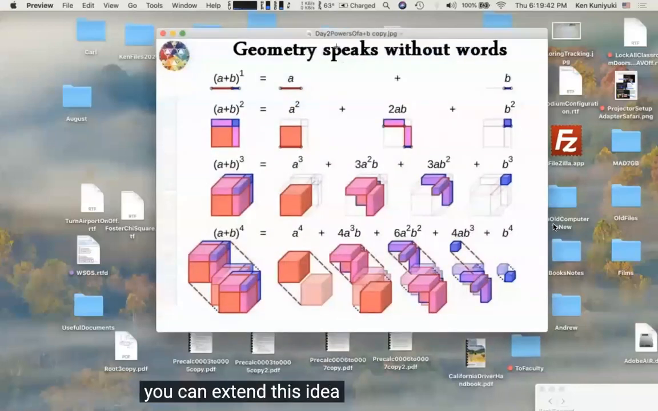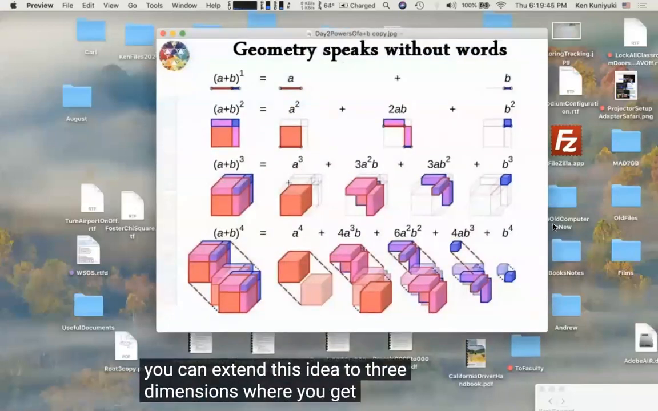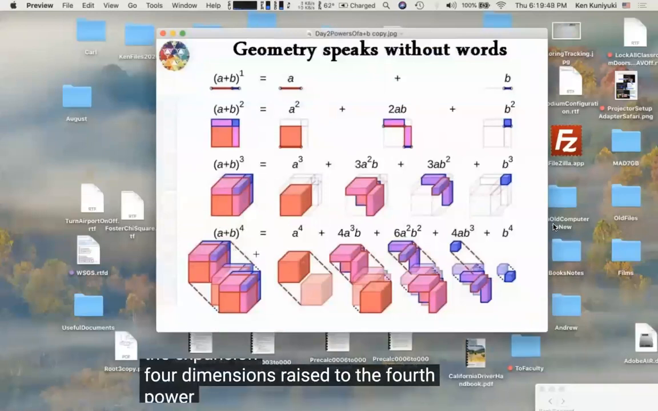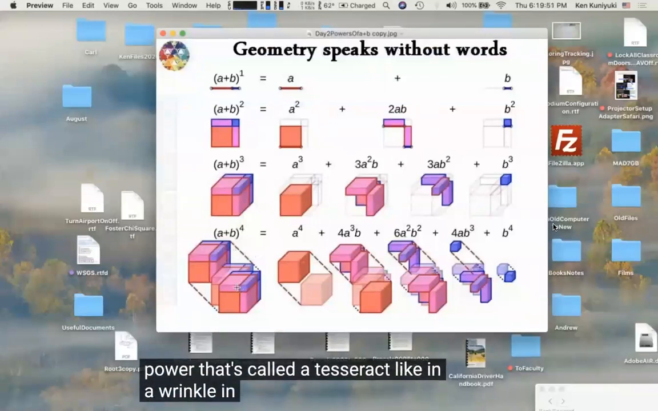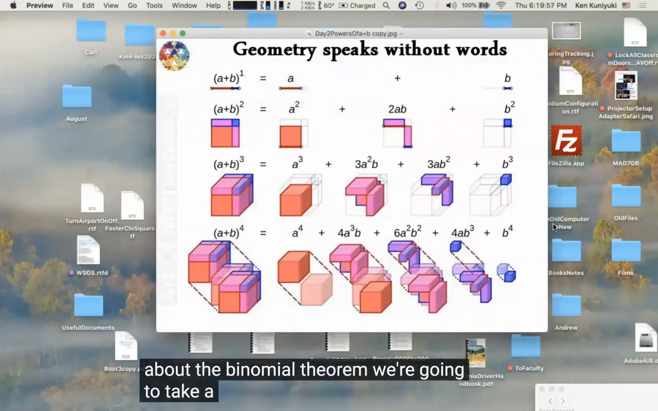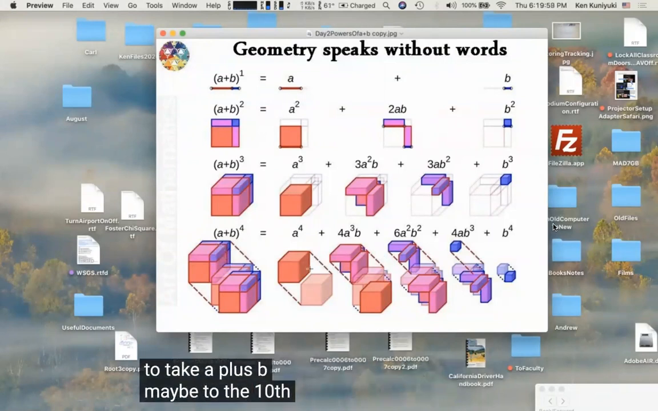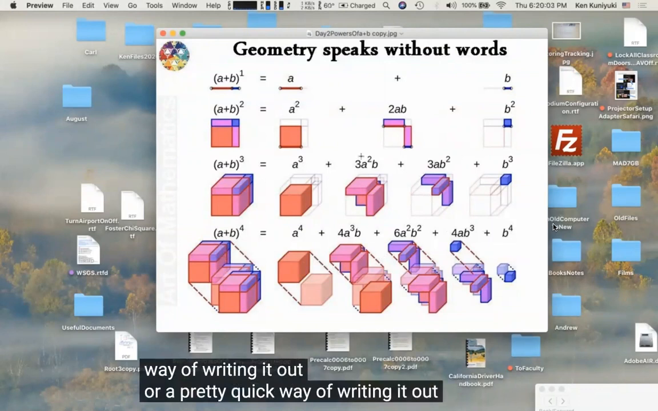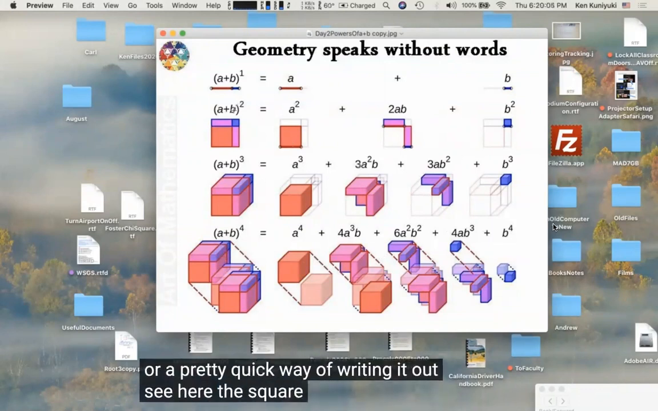You can extend this idea to 3 dimensions, where you get 4 terms in the expansion. 4 dimensions, raised to the 4th power. That's called a tesseract, like in A Wrinkle in Time. You get 5 terms in the expansion. In chapter 9, we're going to talk about the binomial theorem, where we're going to take a plus b, maybe to the 10th, and find a very quick way of writing it out, or a pretty quick way of writing it out. See here, the square of a plus b.